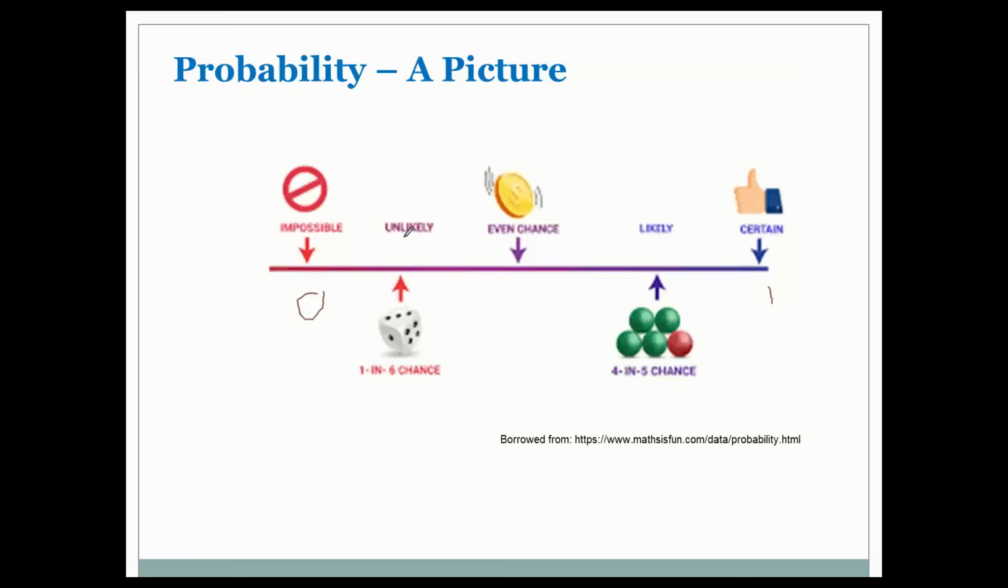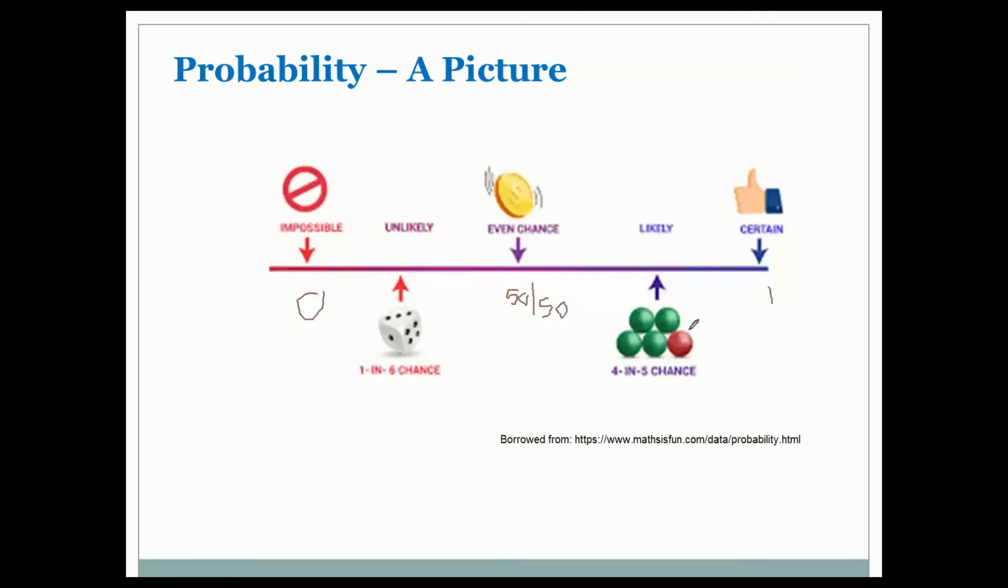So it's kind of unlikely. You have a 1 in 6 chance of getting the number you want on a dice. Say you want a 3. You still have a 1 in 6 chance of getting that. Not very probable. Even chance is 50-50, so you're just as equally likely to see it as not see it.